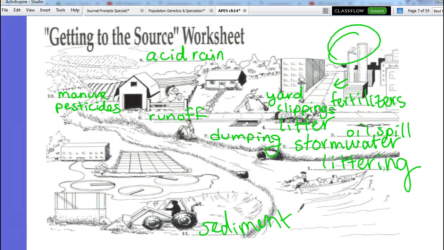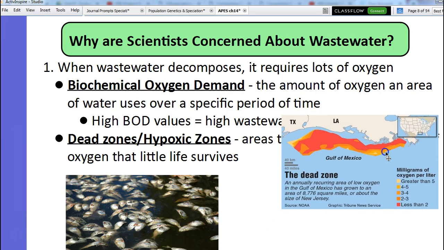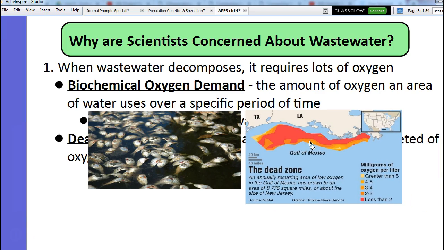So what problems does this cause? We've talked a little bit about it. One thing we can measure, we can literally go to a stream. We can measure something called biochemical or biological oxygen demand. If it demands a lot of oxygen, that means there's not going to be a lot of oxygen left for the fishes. Okay? So the amount of oxygen an area uses over a specific period of time. If they're using a lot of oxygen, that's where we get those big dead zones where there's no fish or no wildlife.